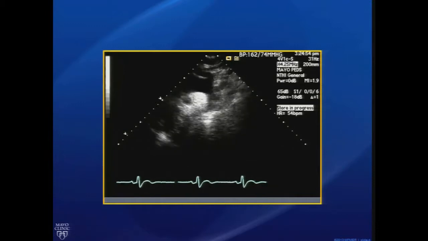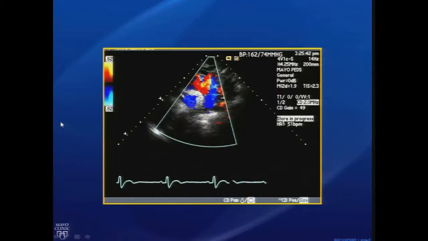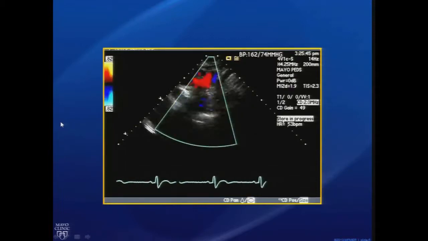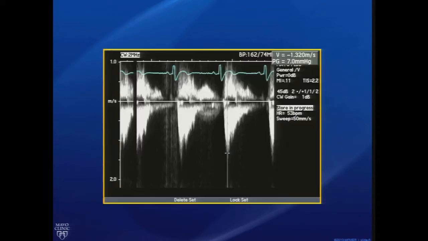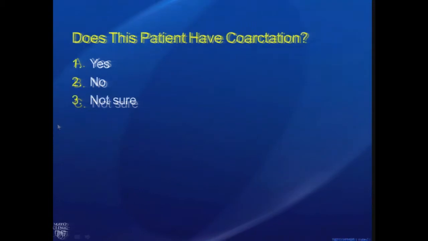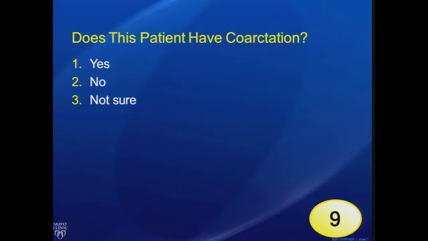So here's the arch. There's the blood pressure up there, 162/74. Oh, there's the color in the arch. It's kind of laminar. There's the Doppler profile. Peak velocity, if you can't see it easily, 1.3 meters per second. No diastolic forward flow. Does he have a coarc? Because that's what we were thinking I was priming you for. Yes, no, or not sure?